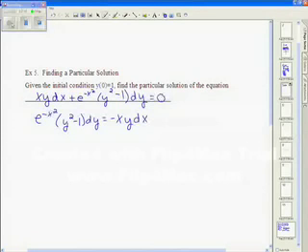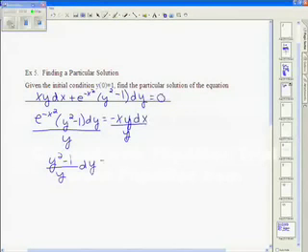Divide each side by y. Okay, so those go. Here we are. Now what? Divide by e to the negative x squared. So I get y squared minus 1 over y dy equals negative x dx over e to negative x squared.